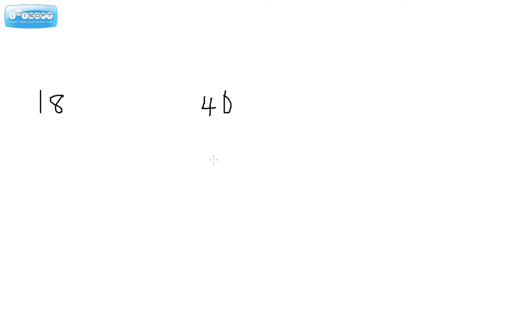And we keep trying until we get to 9 times 40. And when we get to 9 times 40, we get 360. And 18 will divide into 360 20 times. So the LCM of 18 and 40 is 360.